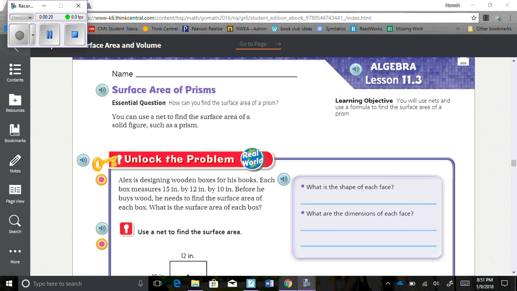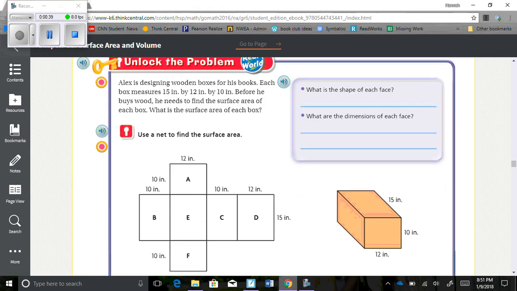Alex is designing wooden boxes for his books. Each box measures 15 inches by 12 inches by 10 inches. Before he buys wood, he needs to find the surface area of each box. What is the surface area of each box? So to solve this problem, it says that we need to use the net to find the surface area.